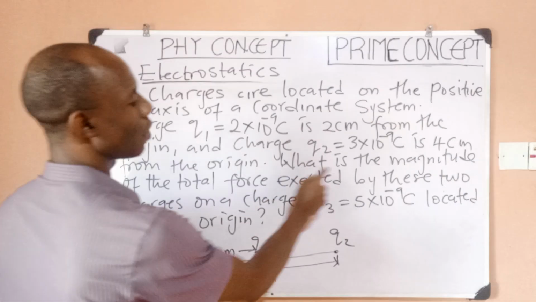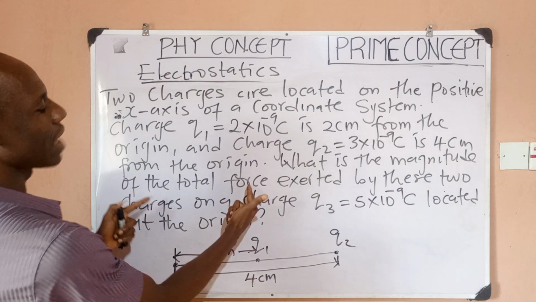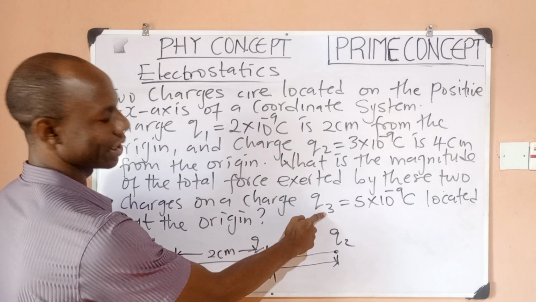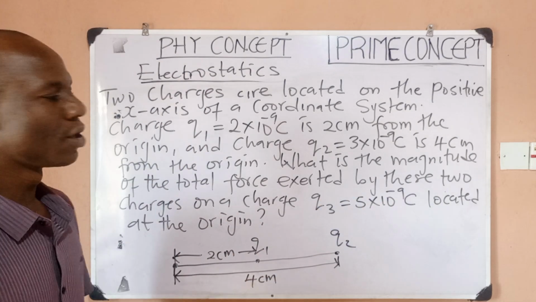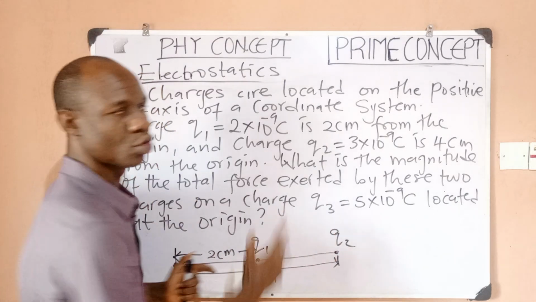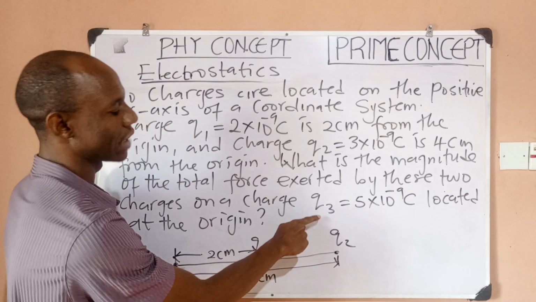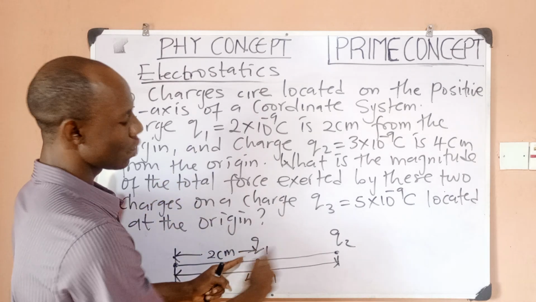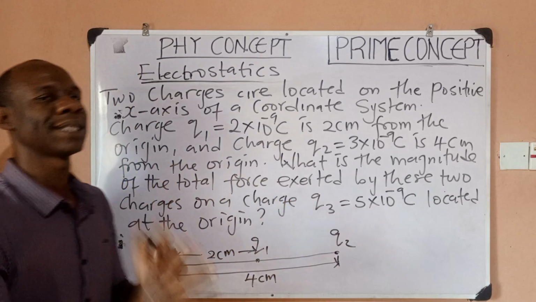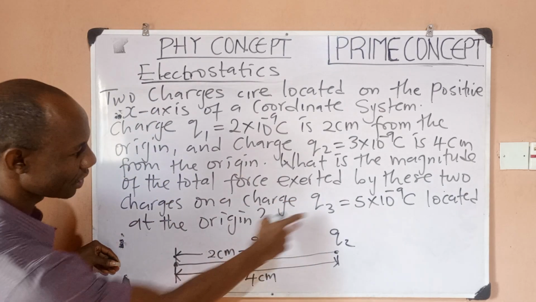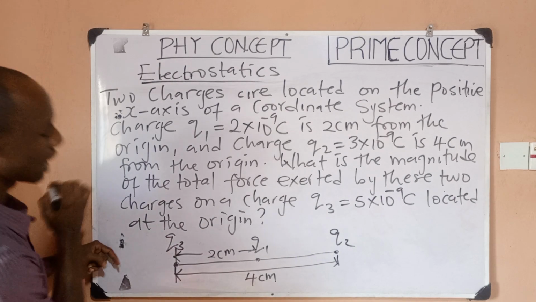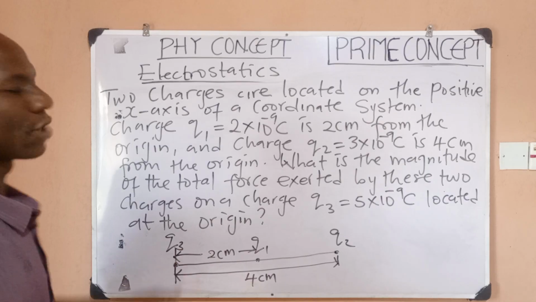And the question says, what is the magnitude of the total force exerted by these two charges on a charge Q3 located at the origin? So we want to find the magnitude of the force that Q1 and Q2 would exert on a third charge Q3. Since Q1 and Q2 are exerting a force on Q3, Q3 is our test charge, located at the origin. So this is our solution diagram.